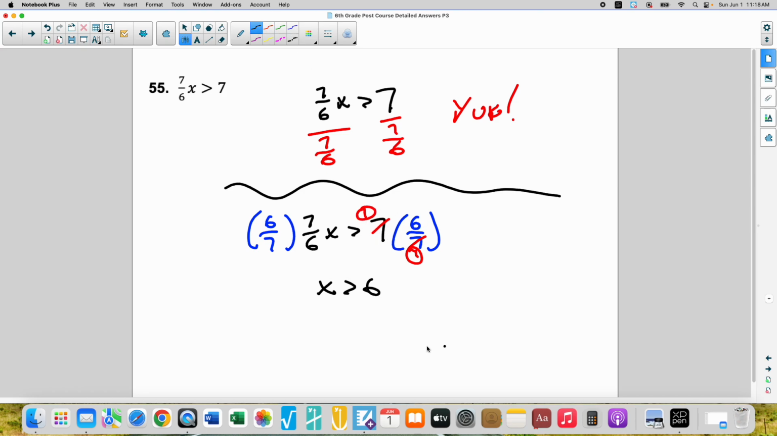So now I have to graph it on a number line. I draw my number line, I draw my 0, I show my solution. Is it open or closed? It's an open circle because it's not including. And I want values. My solutions are greater than 6. So I'm going to graph to the right.